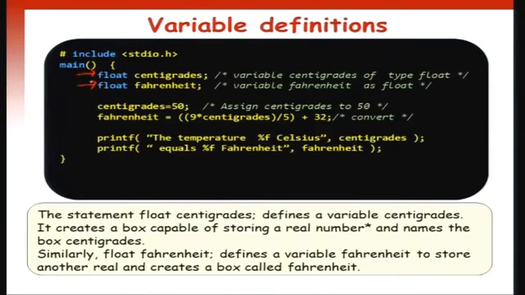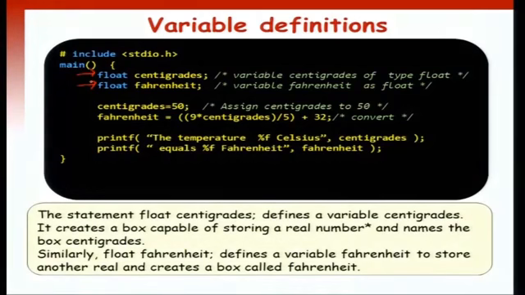Now when we come to C, we will associate a third concept with a variable, which is the type of the box. If you look at the first statement, it says float centigrades semicolon. This defines a variable centigrades; it creates a box capable of storing a real number and names the box as centigrades. So the box is of type float.